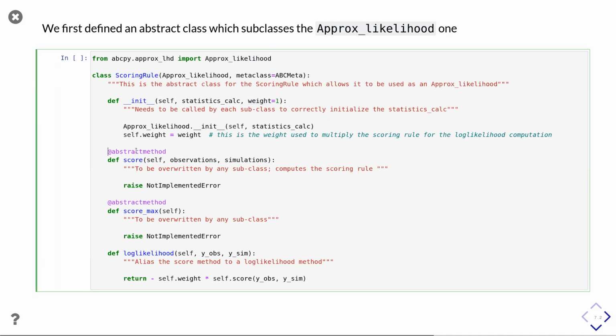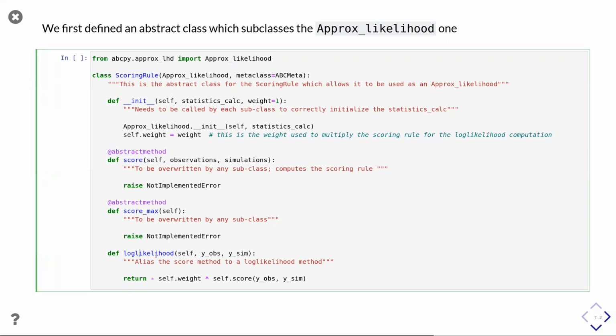And then here we have two abstract methods. These are the methods which each subclass of scoring rule needs to implement. Otherwise, you are not allowed to instantiate any object of that class. You see here we have the score and score max methods, which will need to be implemented by each actual scoring rule. Finally, as in ABCpy we have, for instance, the MCMC scheme, which uses the log likelihood method of the approximate likelihood, we need to define the way to compute the log likelihood for this scoring rule.